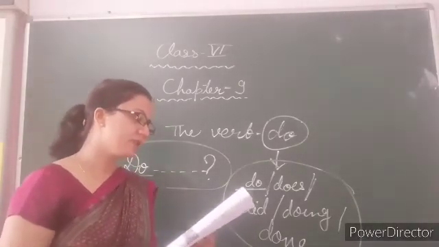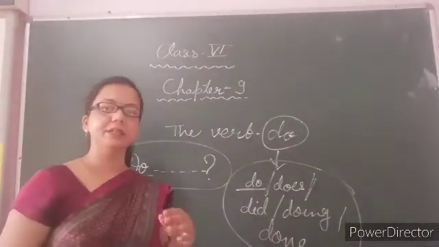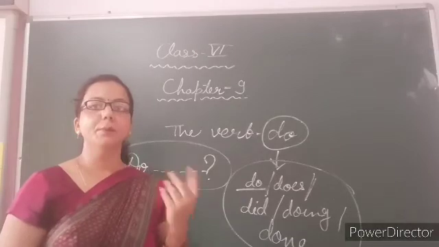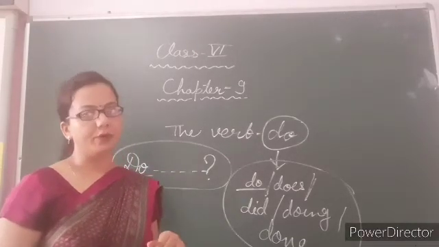Now, sometimes we use the do form as a main verb, like I do my exercise every day. So, I do my exercise every day. Here, do is your main verb.